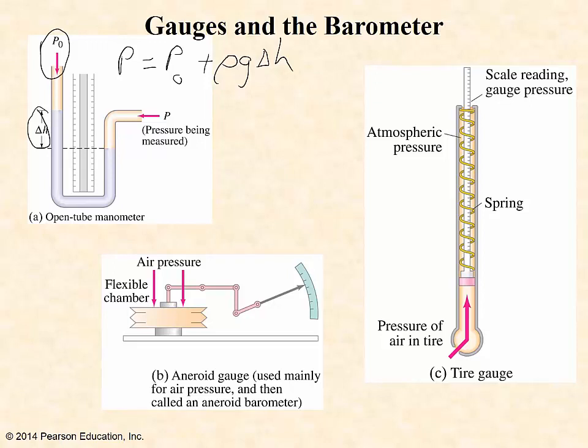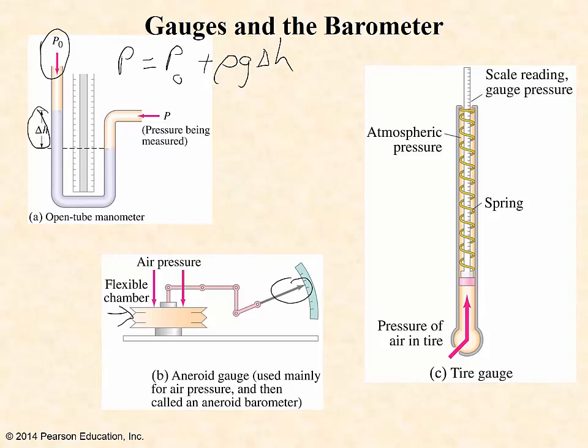The center one on the bottom relies on air pressure to compress this flexible chamber here. This is an aneroid gauge. It is mainly used for air pressure, and then it is called an aneroid barometer. And the amount of air pressure that squeezes the flexible chamber translates into motion of the pointer.